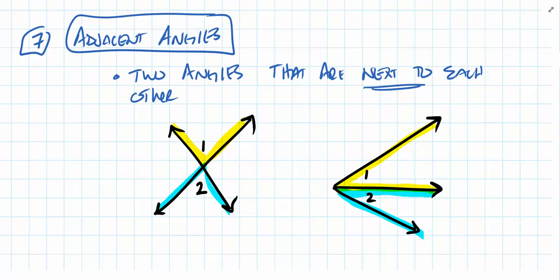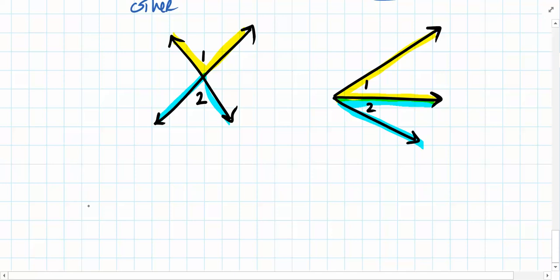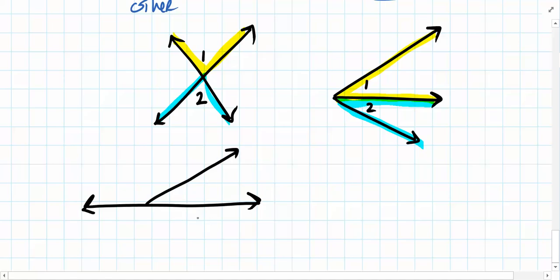Now let me give you this picture over here. This is not a trick question again. I'm just drawing pictures for you. Let's do that one, and then let's do this one over here. I'm going to call this angle 1 and that angle 2. Are those adjacent?